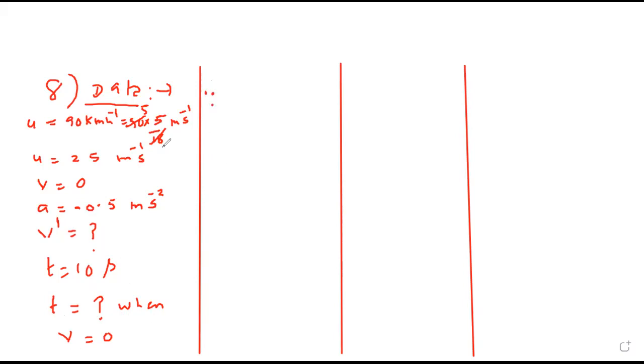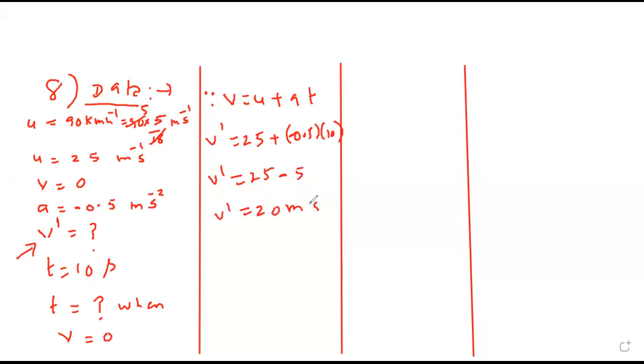Yes, sir. Now I know acceleration, I know initial velocity, I know time 10 seconds. So can I get velocity at 10 seconds by using this formula? v is u plus at. So v dash is 25 plus minus 0.5 in time 10 seconds. So v dash is 25 minus 5. V dash is 20 meter per second. So velocity at the end of 10 seconds is 20 meter per second.